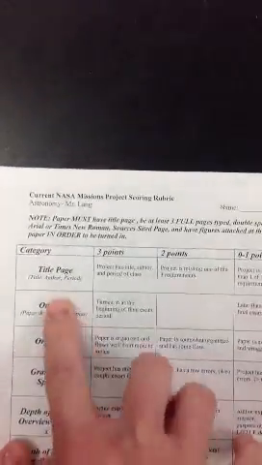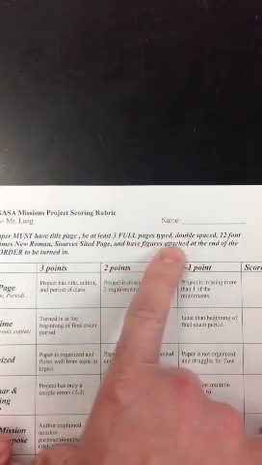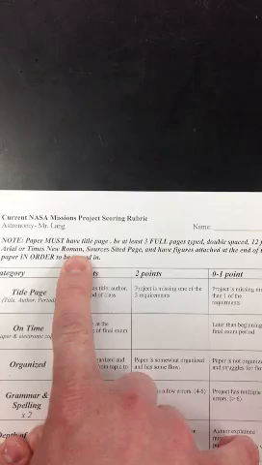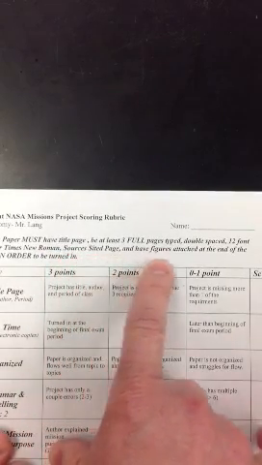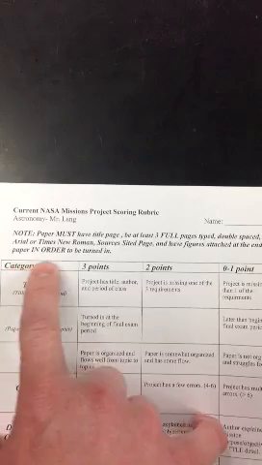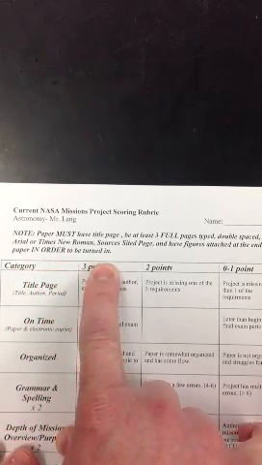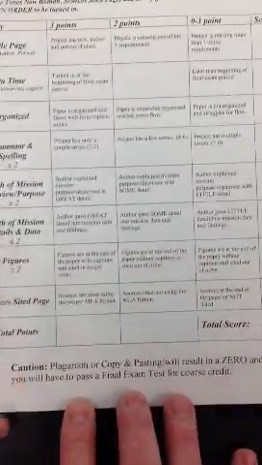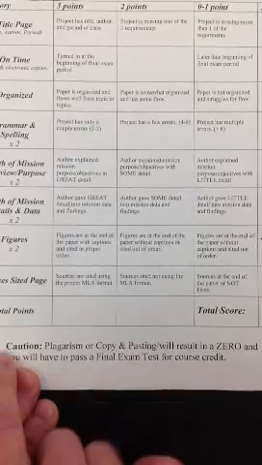So now, note. Paper must have a title page, be at least 3 full pages typed, double-spaced, 12-font, Arial, or Times New Roman. I'm not giving you guys any room to cut corners. A sources cited page, and have figures attached at the end of the paper in order to be turned in. So that's your electronic copy, but I need both the paper and the electronic. Okay? If those things are missing, I'm not taking your paper, and it will be late.